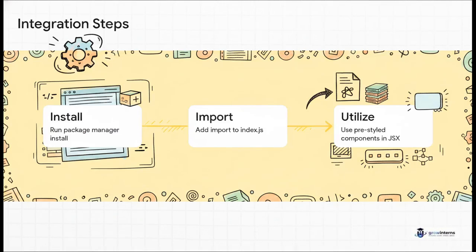And honestly, the procedure is brilliantly straightforward for pulling one of these libraries into your project. Step 1, you just run a simple install command using your package manager like npm. Step 2, add a single import line to your index.js file to bring the library into your app's ecosystem. And Step 3, you just utilize their pre-styled components right inside your JSX. That's the whole shebang. Suddenly, your standard HTML button is a beautifully styled, accessible, responsive component.